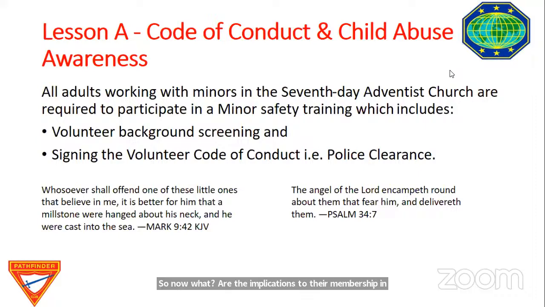Do they stop being staff members for the period determined by the church? Or maybe there's a disciplinary action from the ministry. And in case they are master guides, do they stop being a master guide for the period determined by the church, or do they have to redo the training? Thank you.